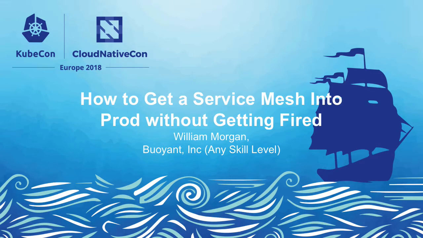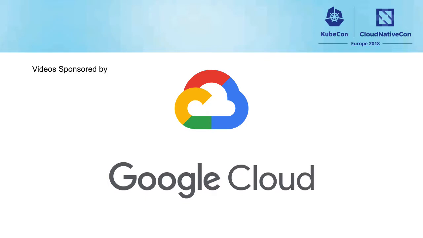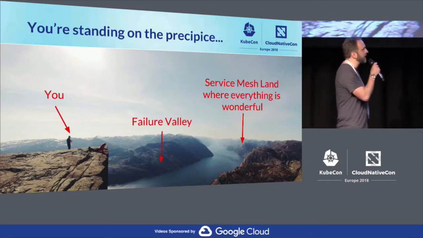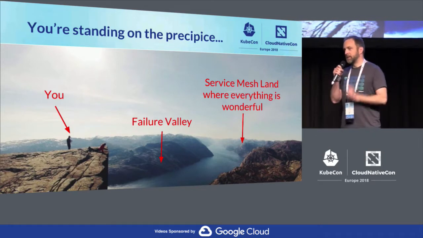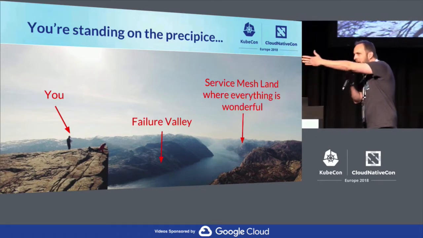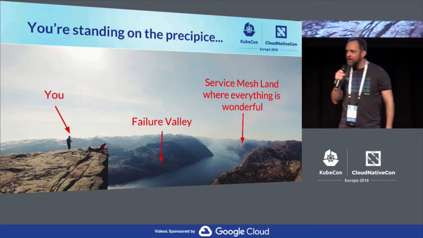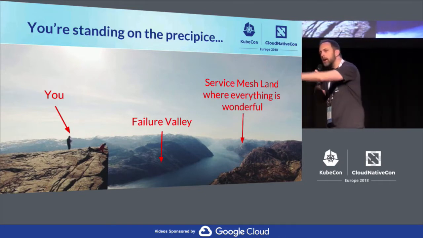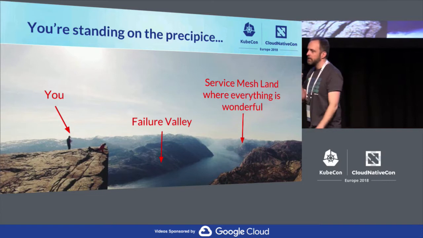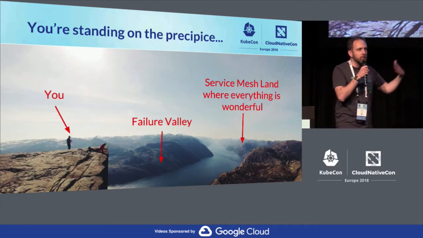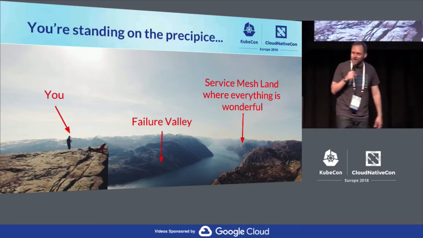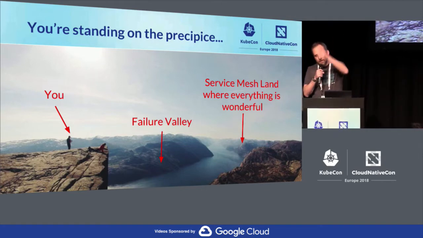So this talk is called How to Get a Service Mesh into Production Without Getting Fired. So here's the situation. You're standing at the edge of the precipice, and off in the distance you see service mesh land, where everything is wonderful. As we know, having been at KubeCon for this long, that's where all of our problems are solved. But before you can get there, you have to cross over Failure Valley, and you're peering over, and down there are the bones of the person who tried to do this before. So how do we get from here to there?